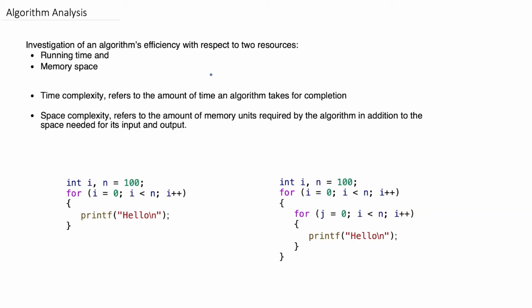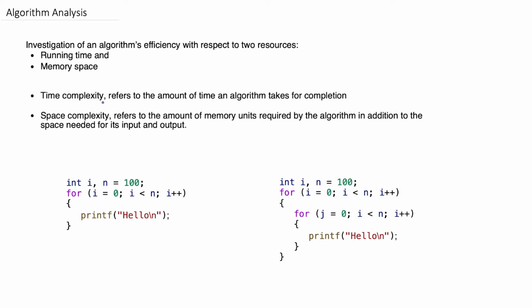Hello everyone. In this video, we will talk about algorithm analysis. Algorithm analysis is the investigation of an algorithm's efficiency with respect to two resources. The first one is the algorithm's running time, and the second one is the memory space used by the algorithm. In order to quantify these two resources, we'll be using two different terms. The first one is time complexity and the second one is space complexity.